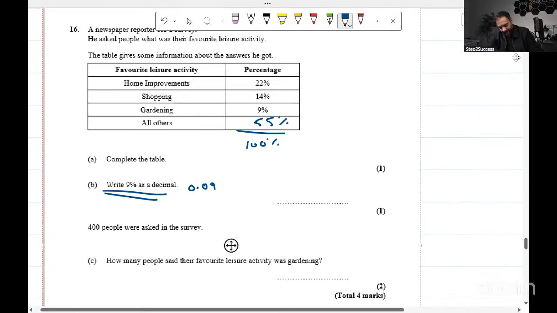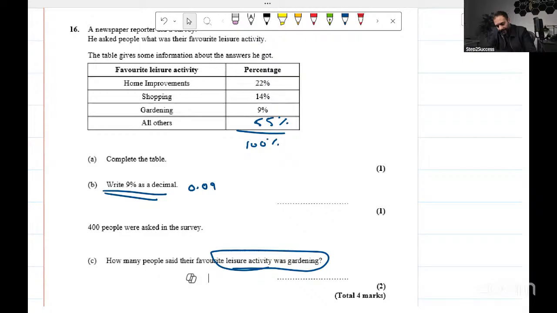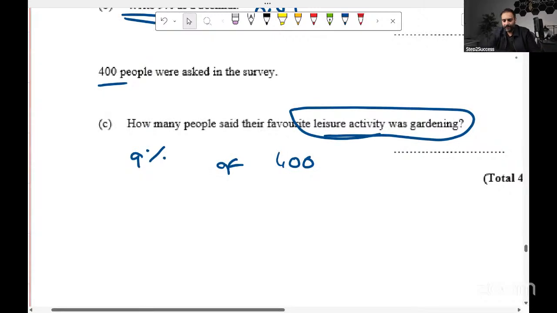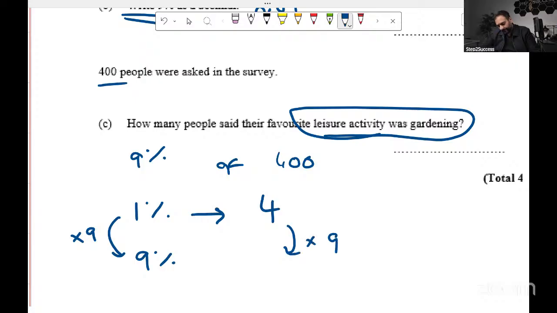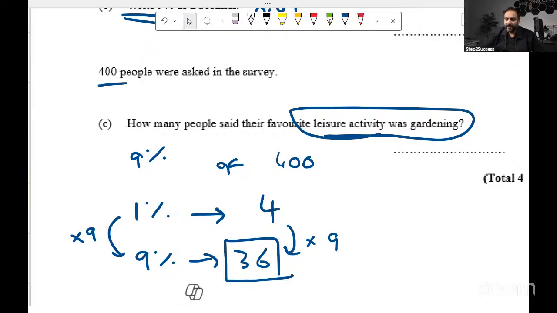400 people were asked in the survey. How many people said their favorite activity was gardening? Well, gardening was 9% of everybody we asked. But we now know we asked 400 people, so we're working out 9% of 400. The best way to work out 9% of 400 is to first work out 1%. To work out 1% of any number, you divide it by 100. If you divide this number by 100, you get 4. Now, to go from 1% to 9%, we would just multiply by 9. And 4 multiplied by 9 is 36. So that is the number of people that must have said gardening for their leisure activity.